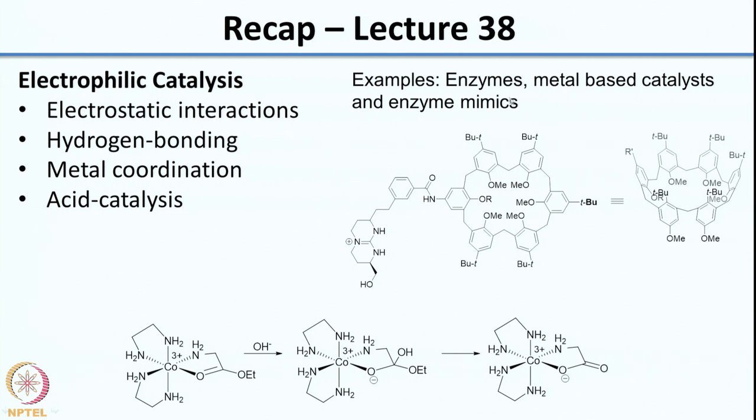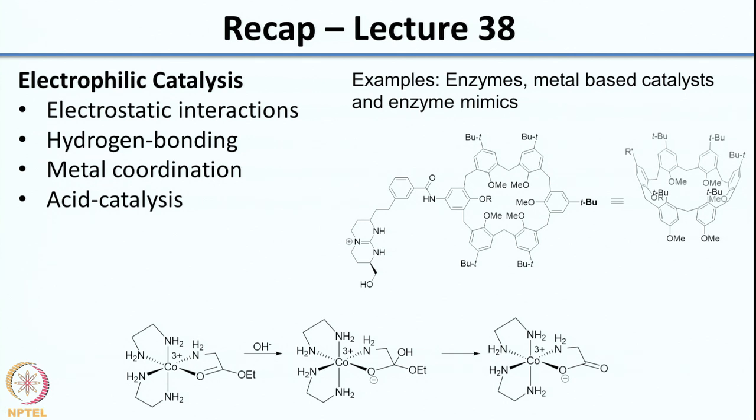So, we had looked at examples of enzymes and we had also looked at some metal based catalysts and mimics of enzymes that are shown here, like this bowl shaped molecule. What is shown here is you have all these oxygens in the lower rim of the molecule. A positively charged species can interact with all these oxygens via electrostatic interactions, and you have this hydrogen bonding donor here which can again interact with the reactant which had a carbonyl group to catalyze the reaction. So, this is an enzyme mimic.